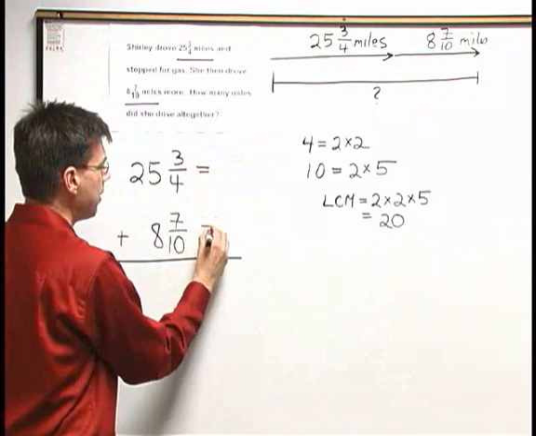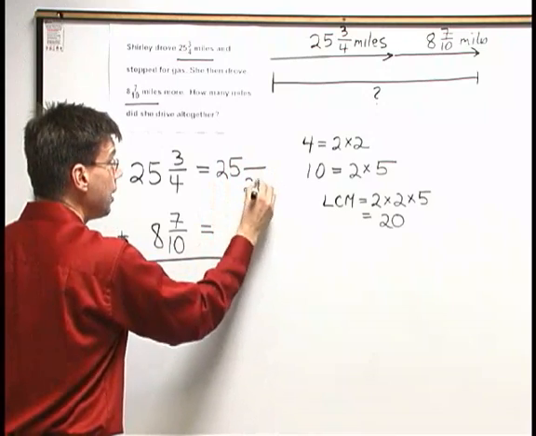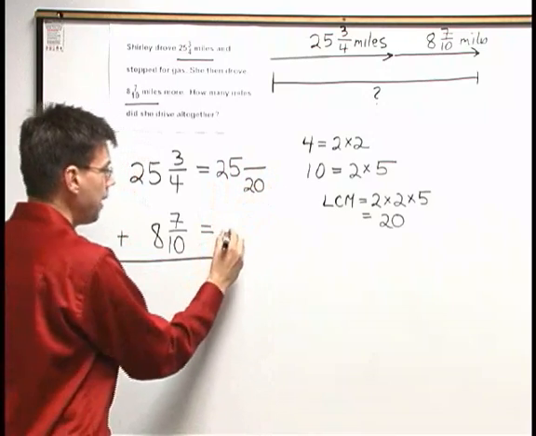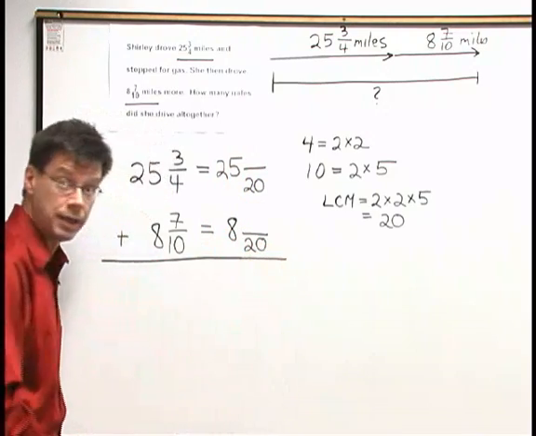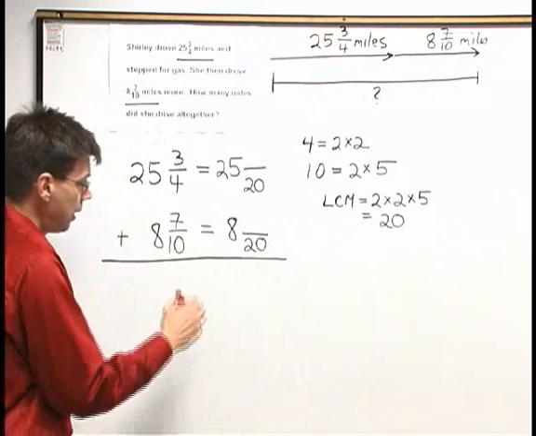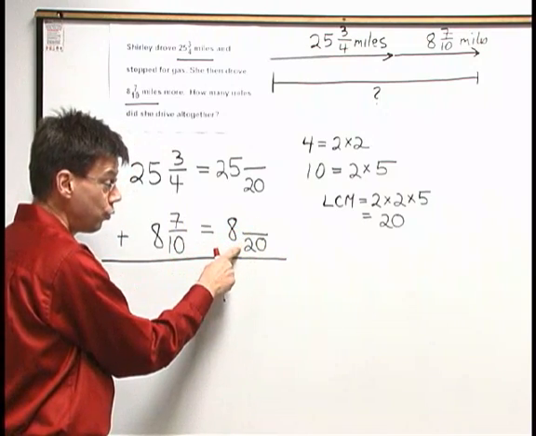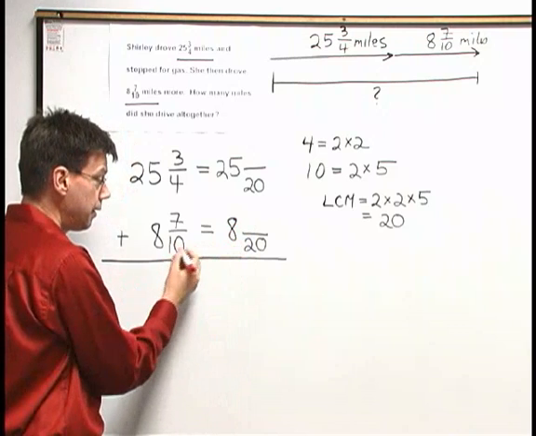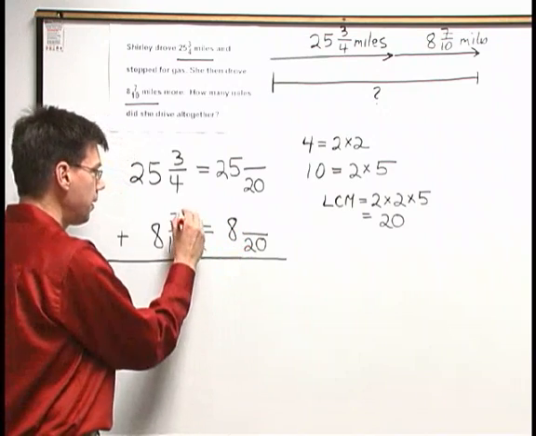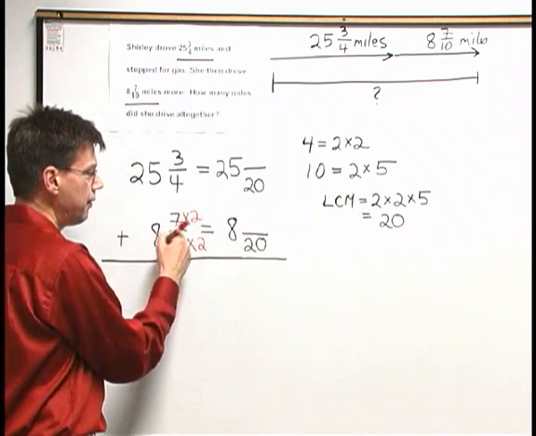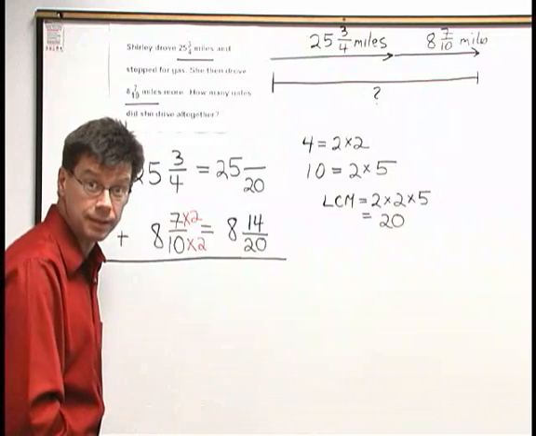Let's go ahead and do that now. I have 25, and I'm going to rewrite my fraction as so many 20ths. I have 8, and again, I'll rewrite my fraction as so many 20ths. Now, I'm changing 7/10 to a fraction with denominator 20. I need to multiply its denominator 10 by 2 to get 20. I'll multiply above by 2 also. 7 times 2 is 14.